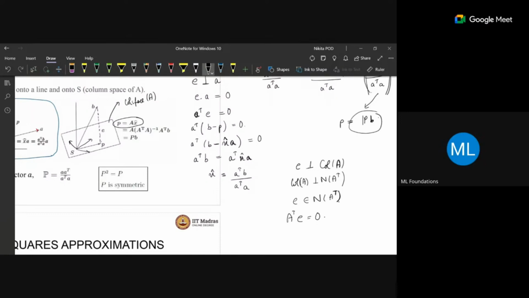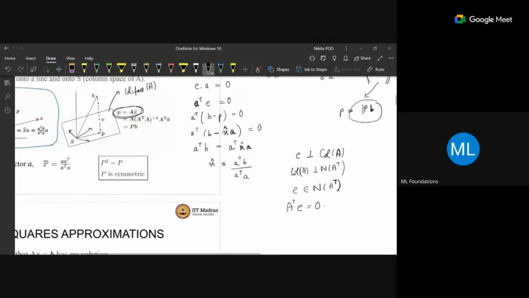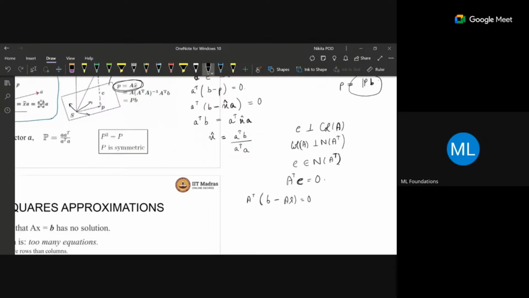And since you are interested in finding this P, which is nothing but A x hat, you need to find this x hat, right? So how do you find it? We'll just substitute E as B minus P. So B is what? P is A x hat. So A transpose times (B minus A x hat) is equal to zero. And when you solve this, you get x hat to be A transpose A inverse A transpose B.